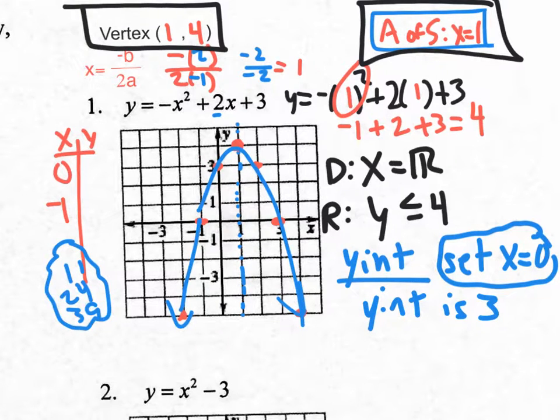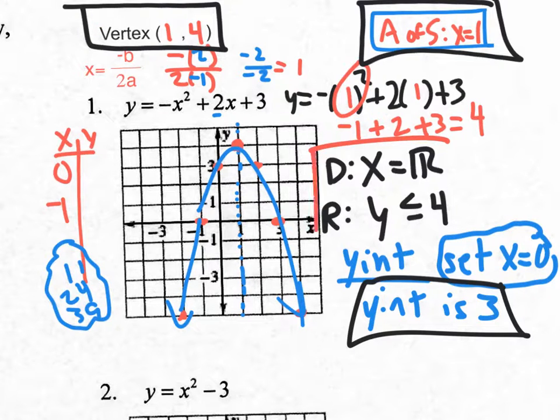Does that make sense? So we've answered so many things here. We found the vertex, we found the domain and range, we found the axis of symmetry, we even said the Y-intercept value is 3, and we're good.